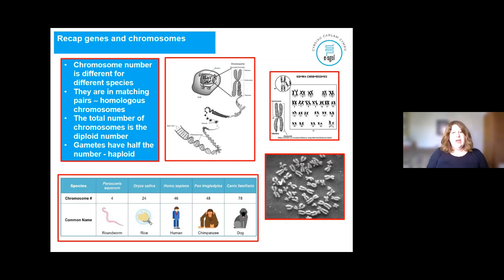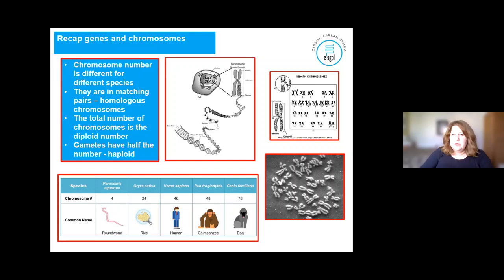You can also see in the images I've put on there that you're familiar with the idea that chromosomes are found in the nuclei, and that when chromosomes make a copy of themselves, when the DNA within them replicates, you will see those structures as not just the one chromosome, but as two chromatids. The total number of chromosomes in a body cell is called the diploid number, and gametes will have half that number and they're called haploid.